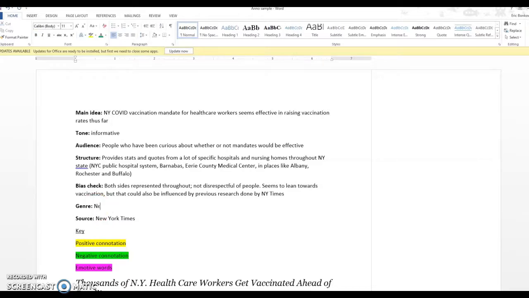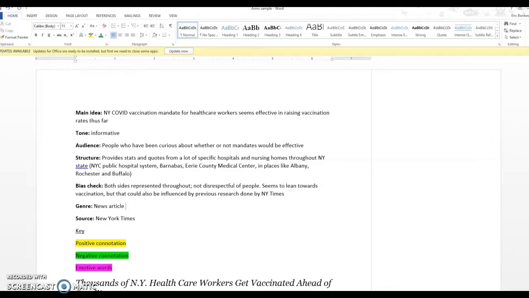And this genre is a news article. It's from the New York Times. So the genre is a news article. You might have a study, you might have a report, you might have an academic article. Those are some other genres that you might encounter. What I'm looking at is a news article.